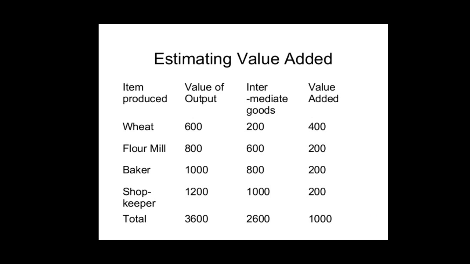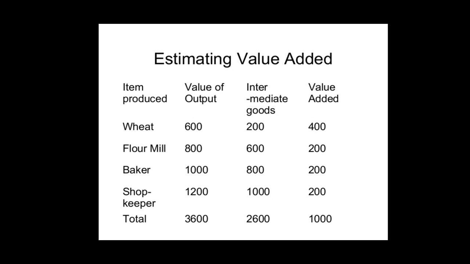As a result, the value of wheat and flour are counted more than once, which causes the problem of double counting, and it leads to overestimation of the value of goods and services produced, as has happened in case of our example. So, in order to avoid double counting, we consider only the sum total of the value added by each producing unit to estimate the value of national income.